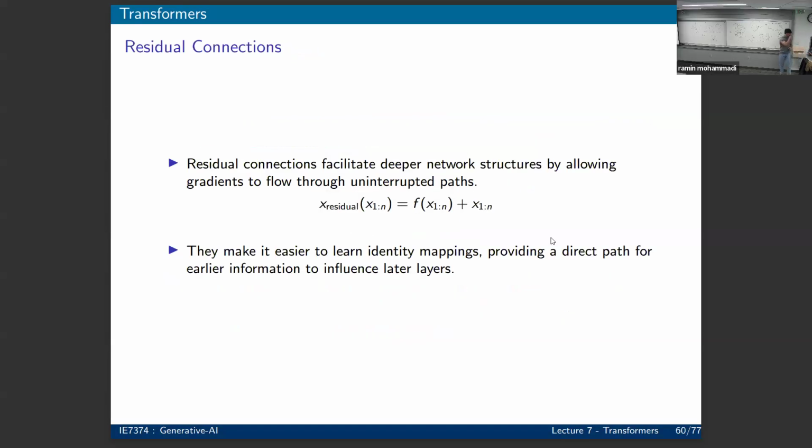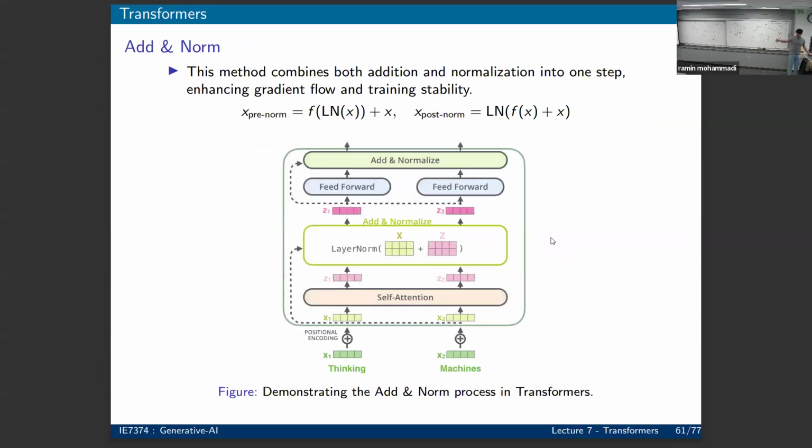Again, that's the residual connection that helps us with the gradient flow and also identity mapping and keeping track of information in longer sequences. And yeah, so now let's go deeper to understand how this works, for the add and norm that you see.